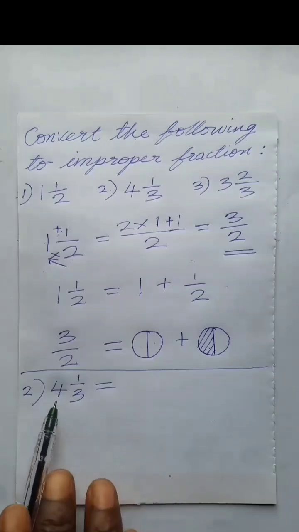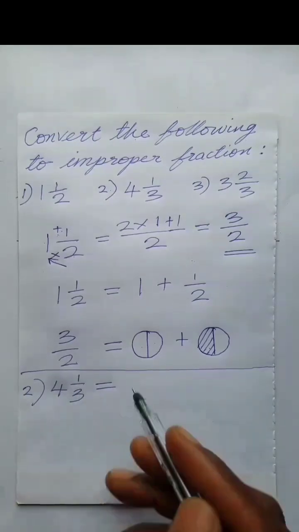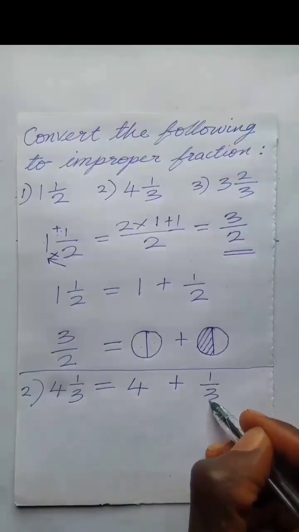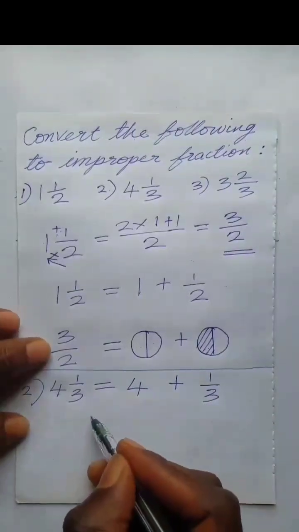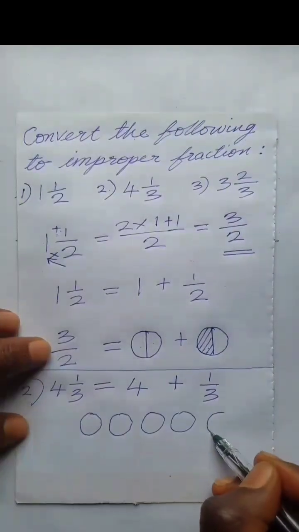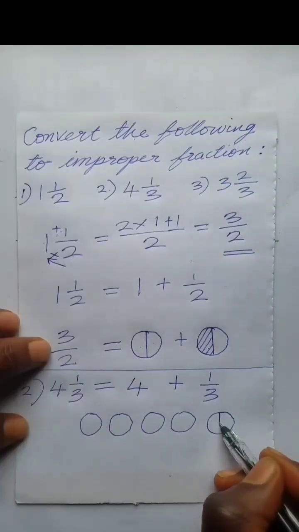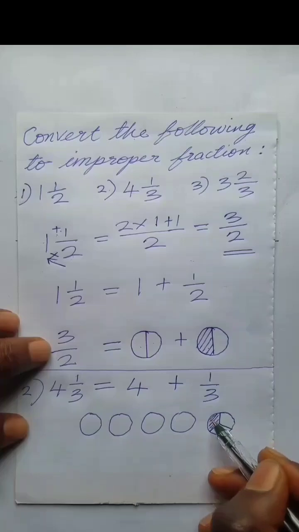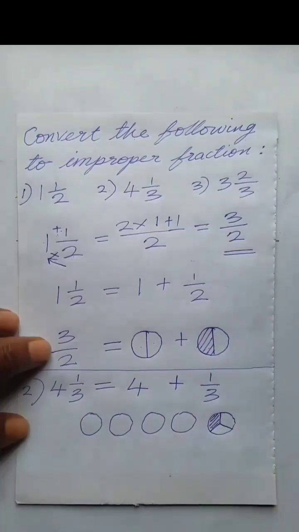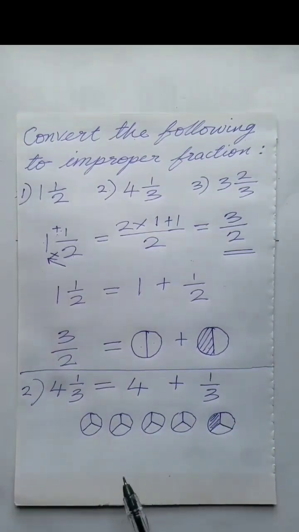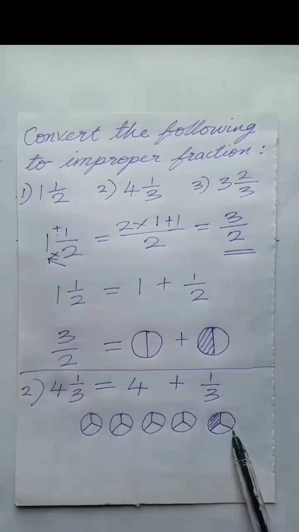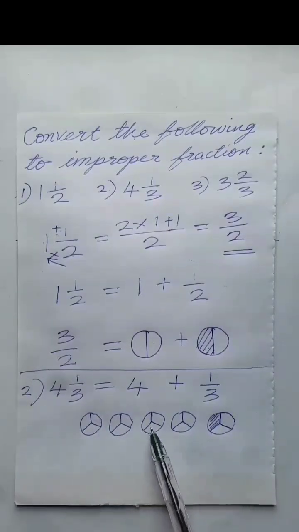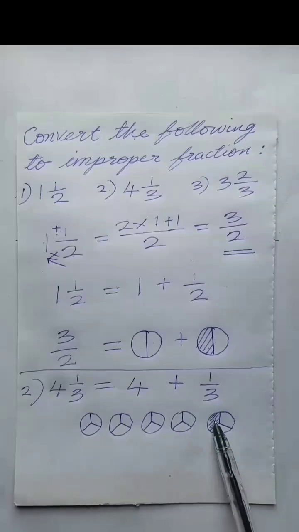The same way for 4 whole number, 1 over 3, we say it means 4 plus 1 over 3. That means I'm dealing with 4 oranges and then a third. If we are to count like we are in kindergarten, we will find out that we have 1, 2, 3, 4, 5, 6, 7, 8, 9, 10, 11, 12, 13.